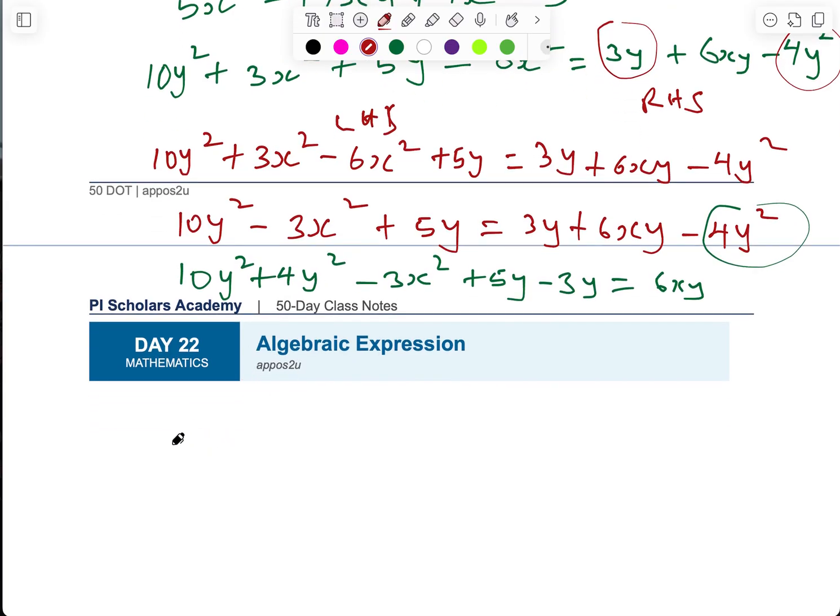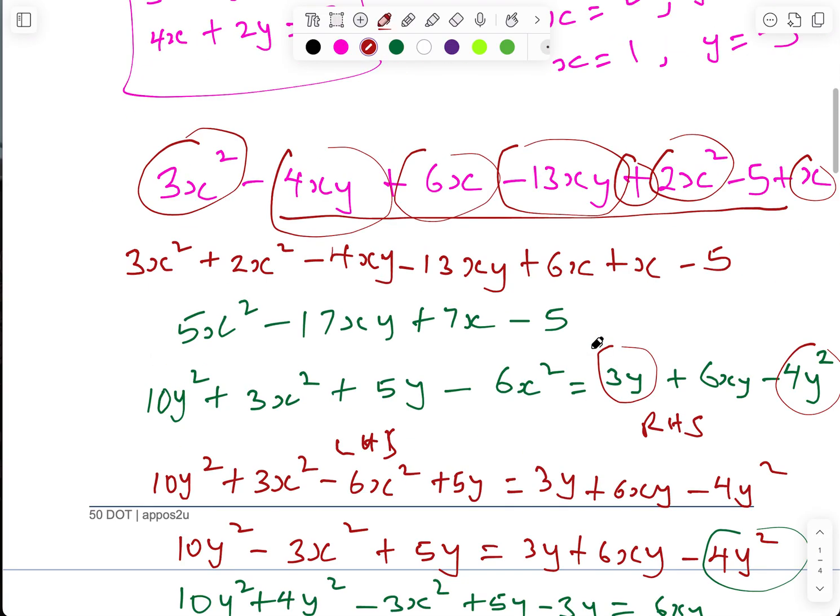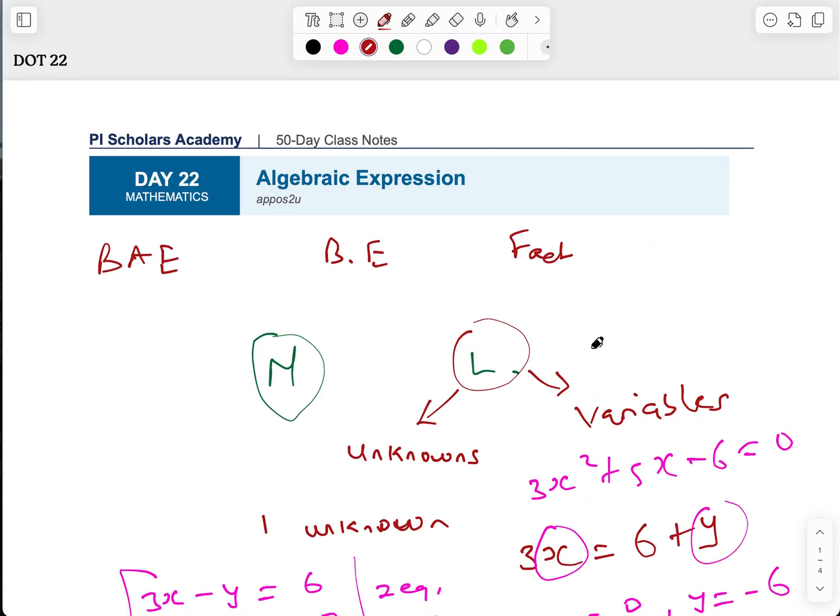So if you simplify this, you have 14y squared minus 3x squared plus 5y minus 3y, that's going to be 2y, and this is going to be equal to 6xy. And that has simplified the algebraic expression. So that's basic simplification of algebraic expression.